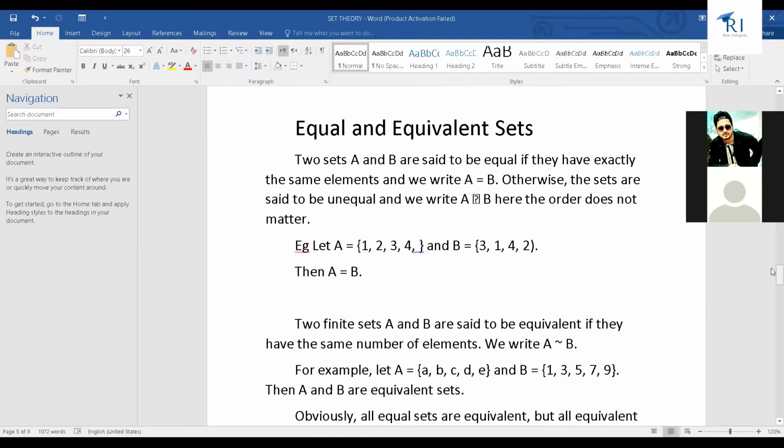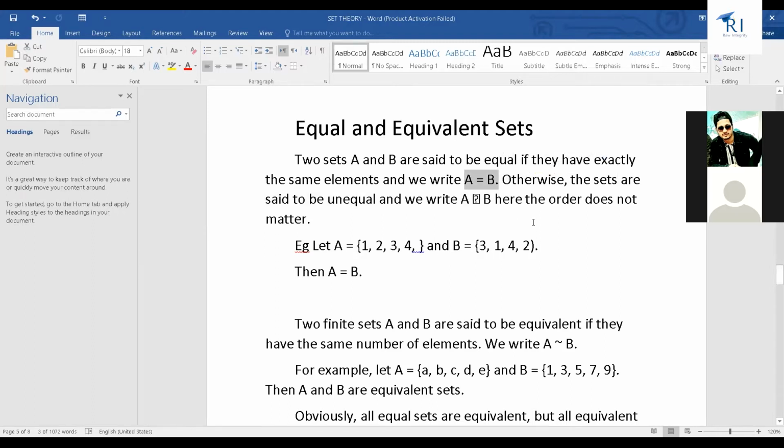Now equal and equivalent sets. Okay, we have two sets, A and B, said to be equal. When are they said to be equal? If they have exactly the same elements. So we write A equals B.